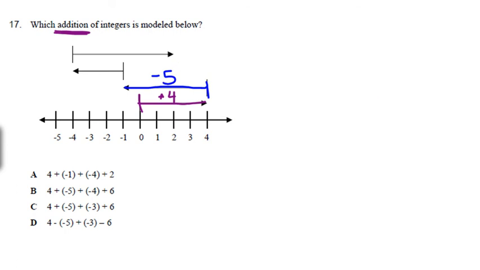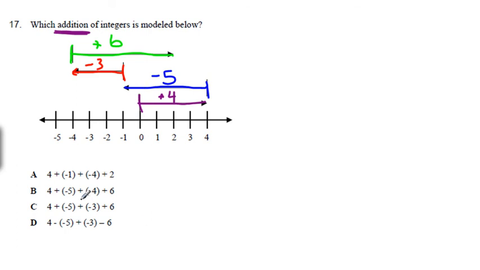And then we have our third part of this. We're still going to the left, so we're adding another negative. We count the number of spaces we move. 1, 2, 3. So we're adding negative 3. And then our last one, we're going back to the right. So we're adding a positive here. And so that's 1, 2, 3, 4, 5, 6. That's it.